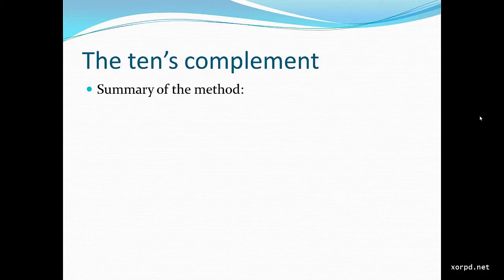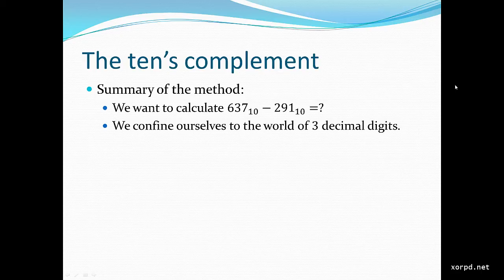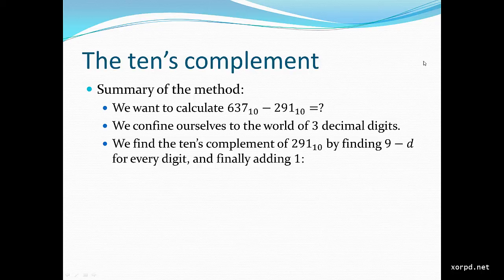Let's look at a summary of this method. We want to solve this problem, this subtraction problem. First, we confine ourselves to the world of 3 decimal digits. We could choose something else, but 2 decimal digits is not going to be a good choice here because we have numbers that are too large. We could also choose, for example, 5 or 8 or even 32, but it might be too much here. 3 is about the minimal number of decimal digits that we can choose. First, we find the tens complement of the second number, of the number 291.